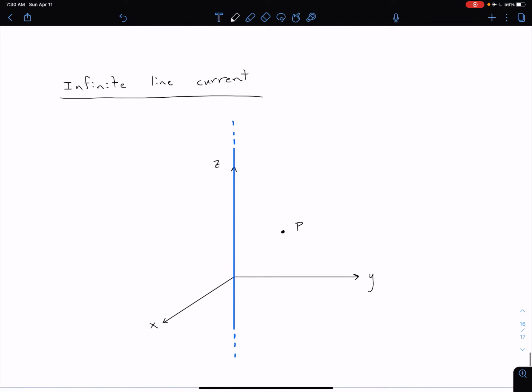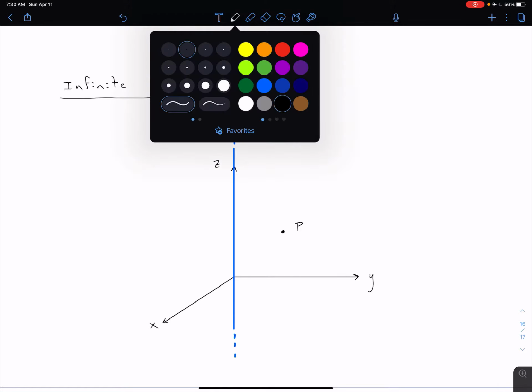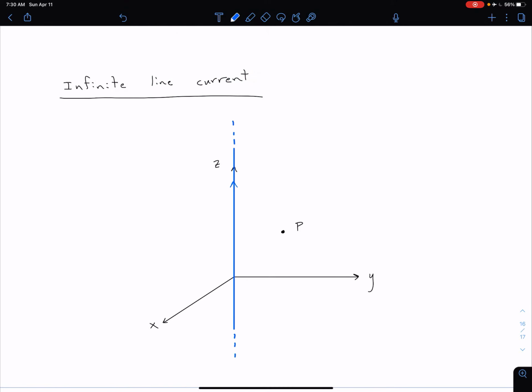So let's start with this infinite line current. I've got some current that is flowing along our z-axis, and let me put a direction. Not that it's really going to affect us too much, it's just going to change the vector direction. But let's say that this current is flowing upwards. I'm interested in finding the magnetic field intensity at some point P. In this case, our Amperian path is going to be a circle because on that path, we're going to have the same magnetic field intensity. So my Amperian path is a circle containing point P.